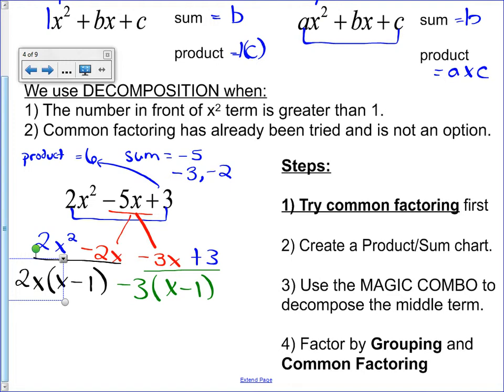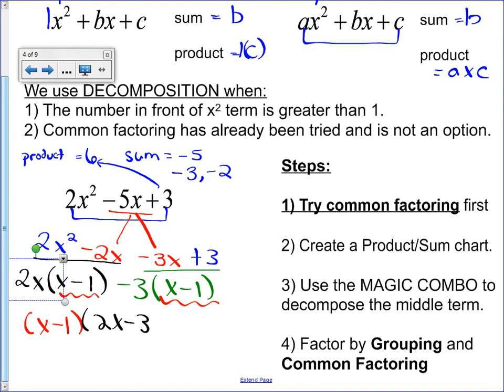Now, I'm not done here. What can I do? My final answer should be two binomials. What's common in this step? X minus 1 is common, so I can factor this out. So I'm going to write that as x minus 1. What will I have left over when I factor that out, Austin?